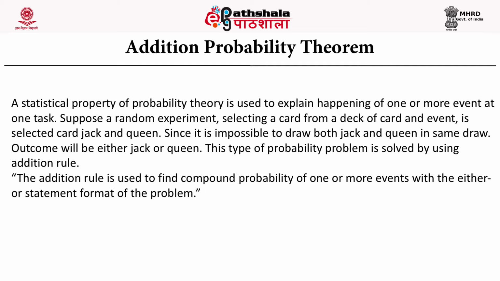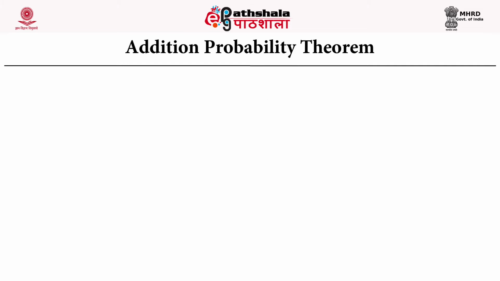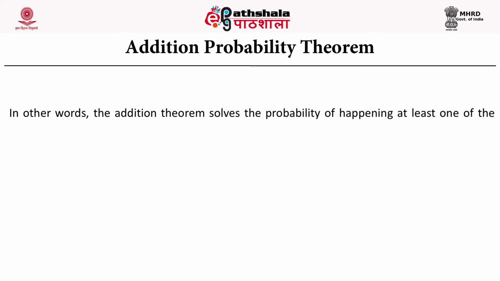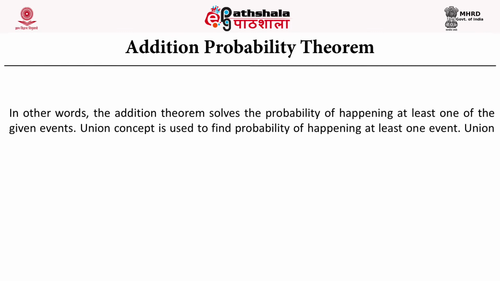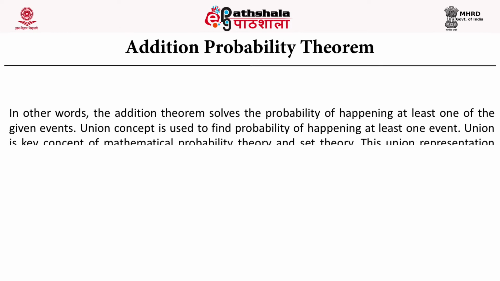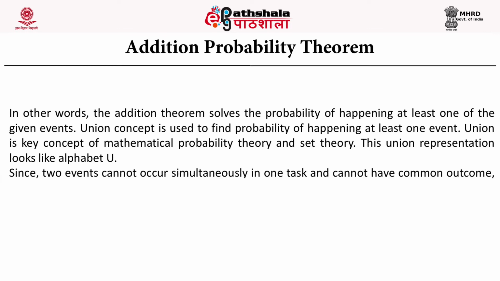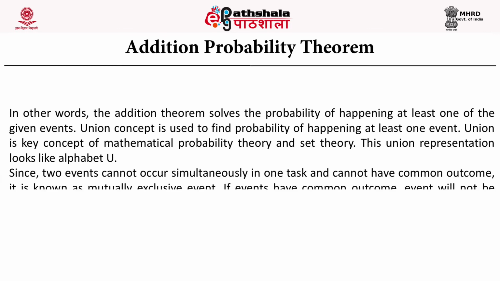The additive rule is used to find the compound probability of one or more events in the either-or statement format of a problem. In other words, the addition theorem gives the probability of happening of at least one of the given events. The union concept is used to find the probability of at least one event happening. Union is a key concept of mathematical probability theory and set theory. The union representation looks like the capital letter U.